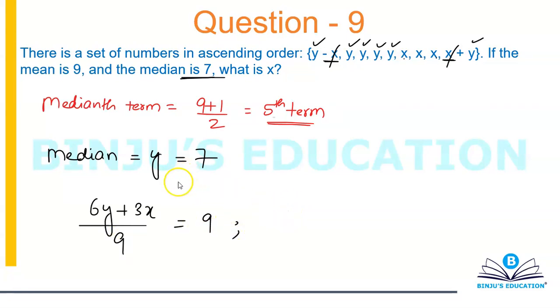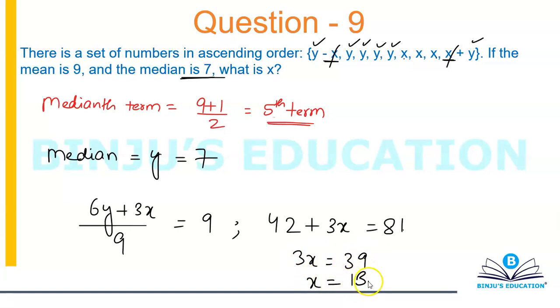So 6 into y, that is 6 into 7, 6 7's are 42, plus 3x should be equal to 81. So 3x is 39, or x will be equal to 13. What is the value of x? x is 13. That's your answer.